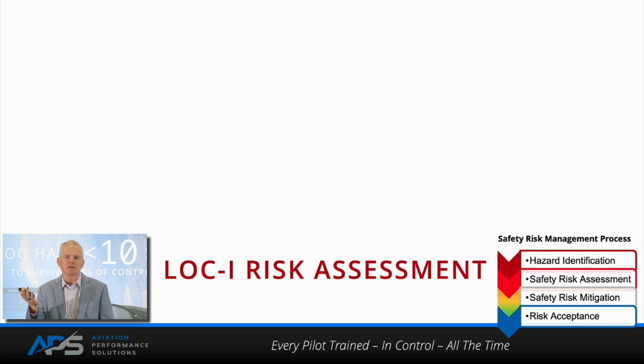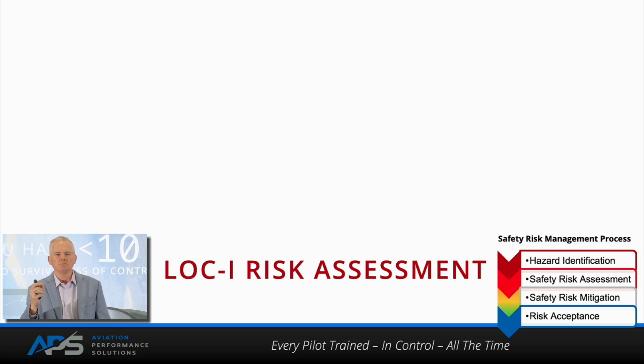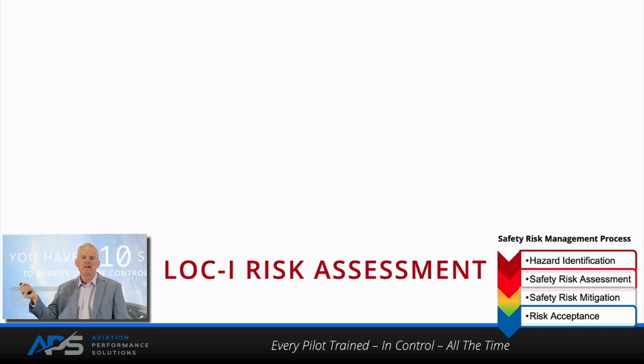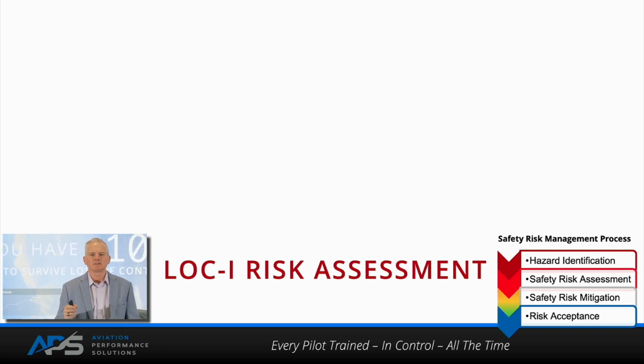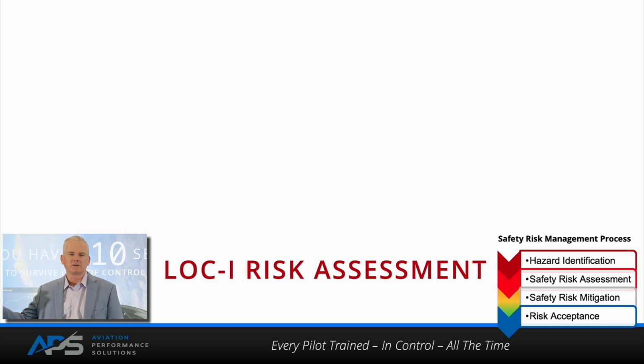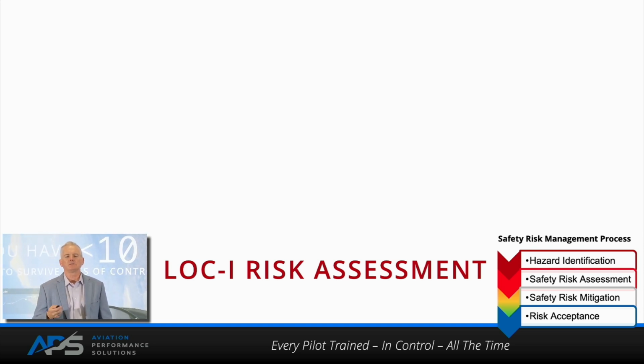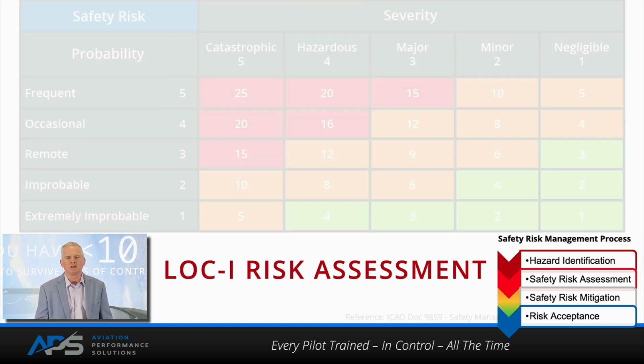In the bottom right, you can see the safety risk management process. We start with hazard identification. We eliminate it if we can. If we can eliminate the hazard, the associated risk goes with it. Then we want to move to safety risk assessment, which is what we're going to do in this video. Then in a future video, we're going to get into safety risk mitigation and then reassess the risk at the end of that process. So here's what a loss of control in flight risk assessment looks like.